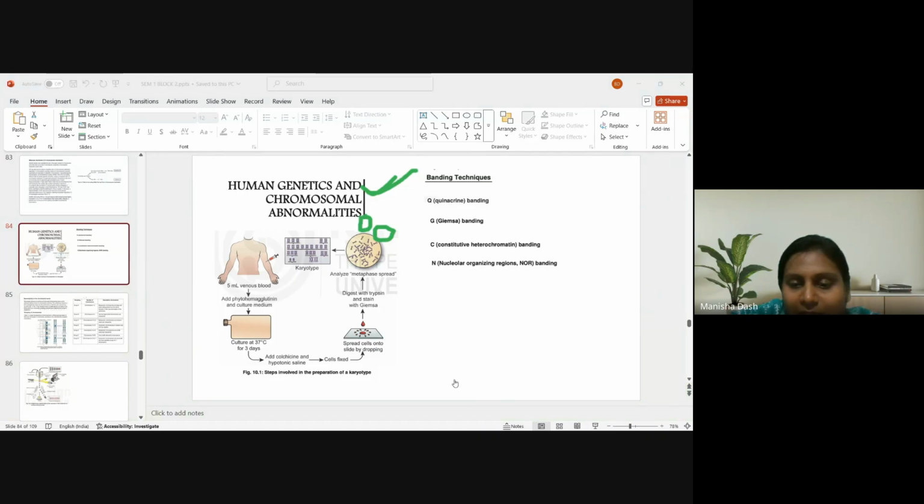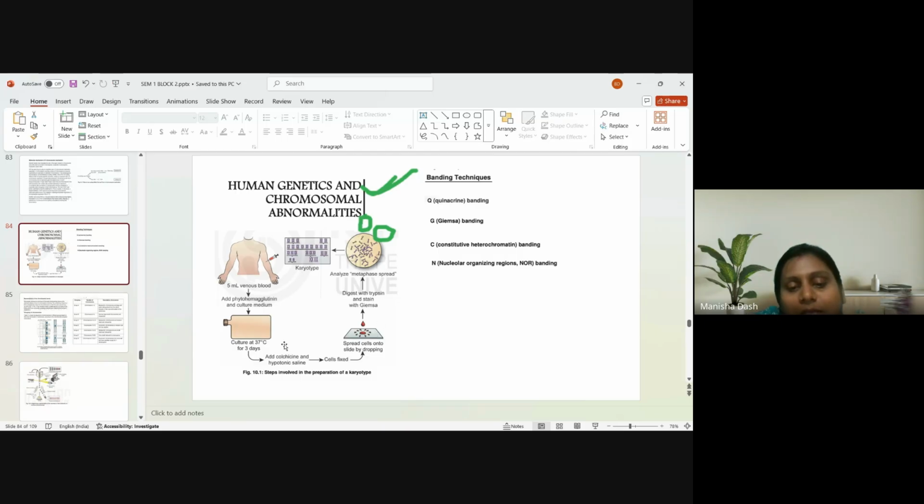Okay, so next come the cytogenetic techniques for studying the genetic makeup of human beings particularly. So we have karyotyping. As you can see here, this is the mechanism of karyotyping. You can take out some blood, culture the blood, then add colchicine and hypotonic saline solution. Fix the cells, spread the cells, and then stain with Giemsa dye.